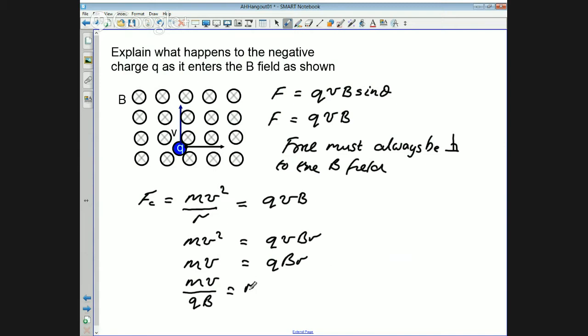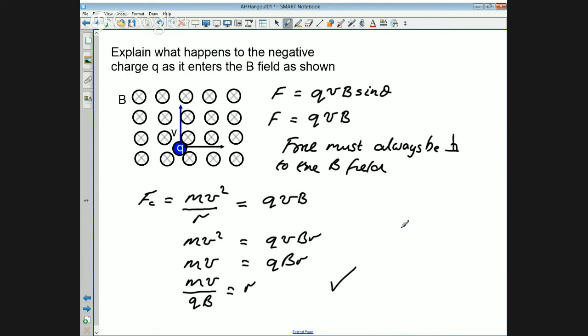So we know then that the radius of orbit is the mass times the speed divided by q times B. So you can see for fast-moving particles, you're going to have a big v, therefore you're going to have a big radius of orbit. So that's a very important little expression to learn. And it all stems from knowing to set the magnetic force equal to the centripetal force.